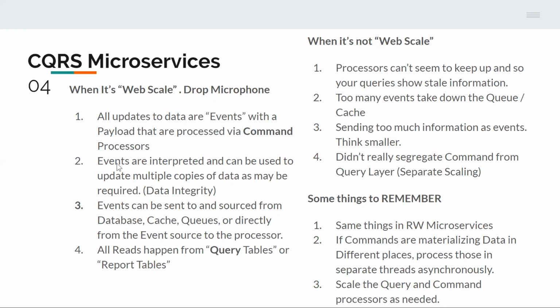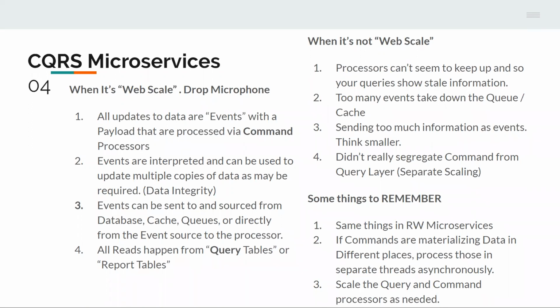Events are interpreted and can be used to update multiple copies of data, as we just talked about. So you can have data integrity managed by this command processor. And because the command processor can talk to any coordinator, any node in the cluster, as traffic builds up, all of the command processors are going to be able to scale. Events can be sent to and sourced from a database, cache, or queues, or directly. That's a different conversation, like should we use Kafka or RabbitMQ? Should we use a Cassandra table? You can use all of those if you do it properly.